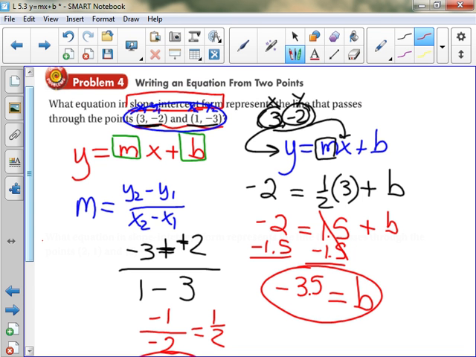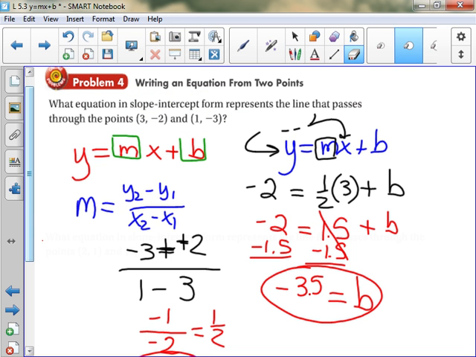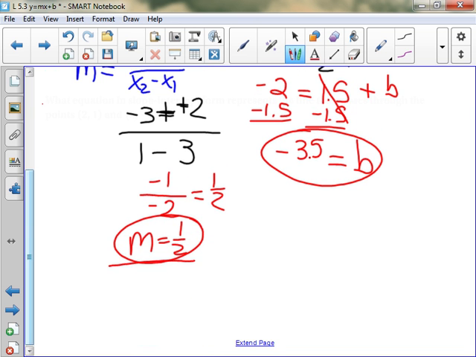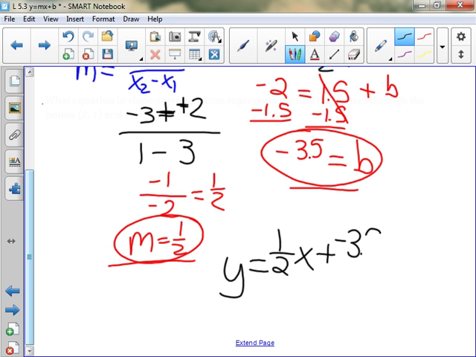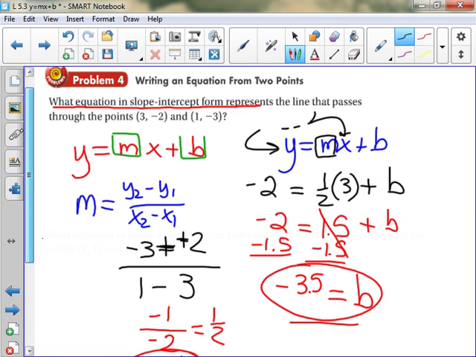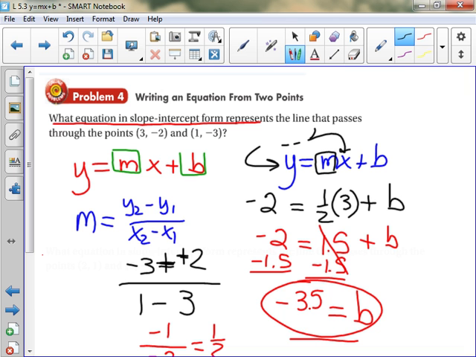I'm still not finished. The question says, what equation in slope-intercept form represents this line? So I know the m, and I know the b. Now I just have to write the equation. y equals m, that's 1/2, x, plus b, that's negative 3.5. Or y equals 1/2 x minus 3.5. A long process in that problem to figure out the answer. But let's keep going.